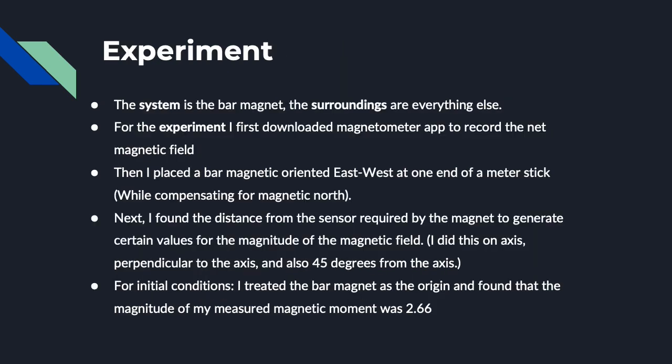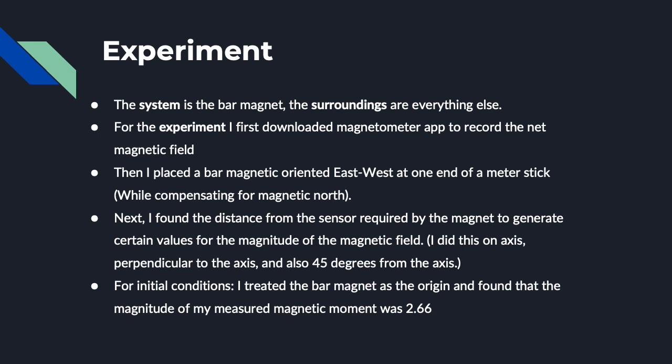Experiment. The system is the bar magnet and the surroundings are everything else. For the experiment, I first downloaded the magnetometer app to record the net magnetic field. Then I placed a bar magnet oriented east to west at one end of a meter stick, while compensating for magnetic north. Next, I found the distance from the sensor required by the magnet to generate certain values of the magnitude of the magnetic field.